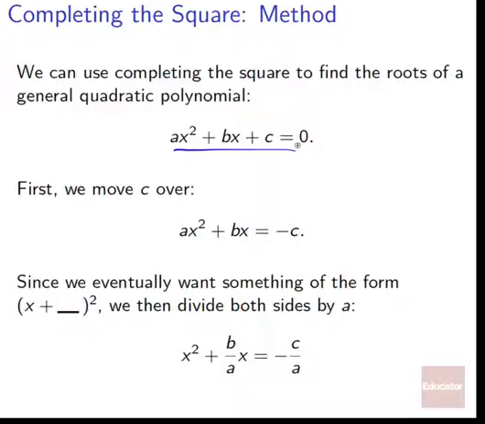So first we move the c over. Just like we moved 9 over, we have negative c now. Since we eventually want something of the form x plus blank squared, we don't want this pesky a getting in the way, so we divide both sides by a. b divided by a becomes b over a. Divide by a becomes just a 1 in front of that x squared. Divide by a over here, so negative c over a, great. So we get x squared plus b over a times x equals negative c over a.